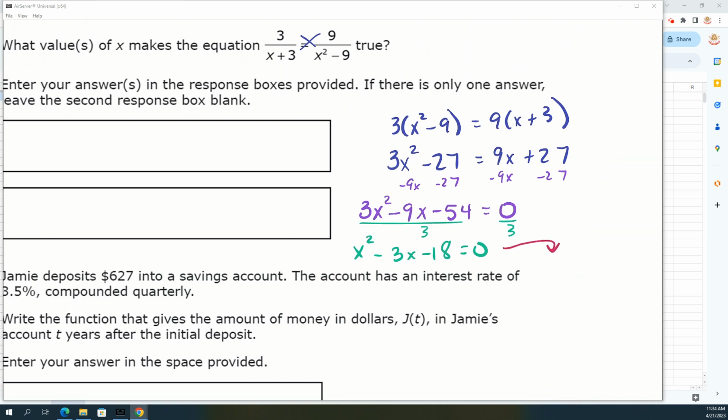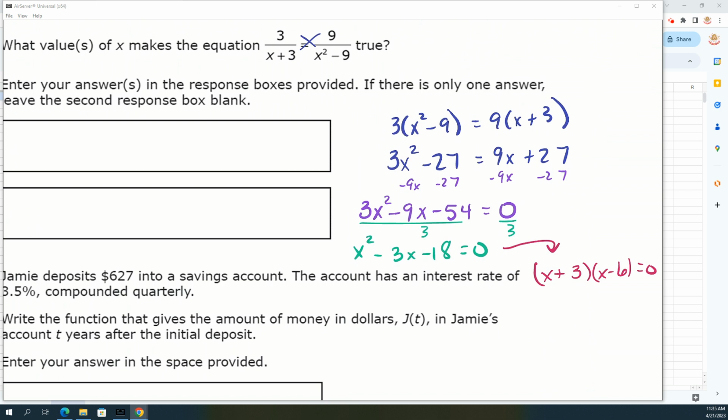And I'm out of room, so I'm going to continue here. So we're going to factor normally. So I know it's going to be x and x. And then because this last sign is a minus sign, then I know these are going to be opposite. So one plus and one minus. And then I'm going to multiply to get 18 and subtract to get negative 3. So that's going to be a 3 and a 6. And since I want negative 3, I want the 6 to be negative. All right, we're getting close.